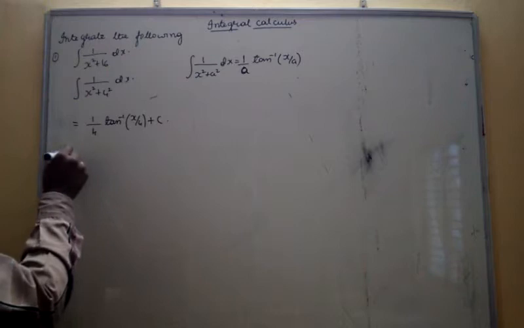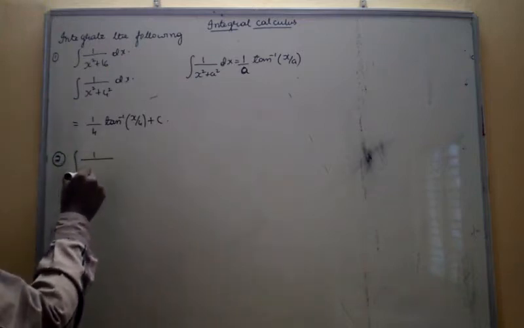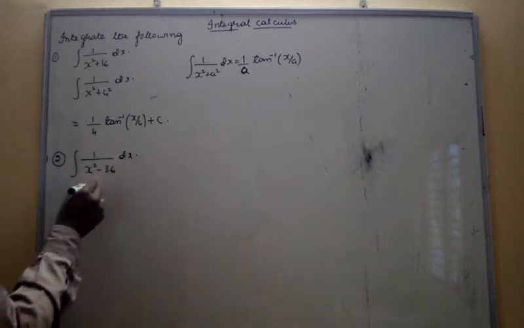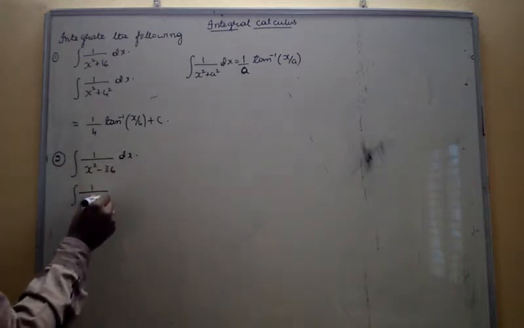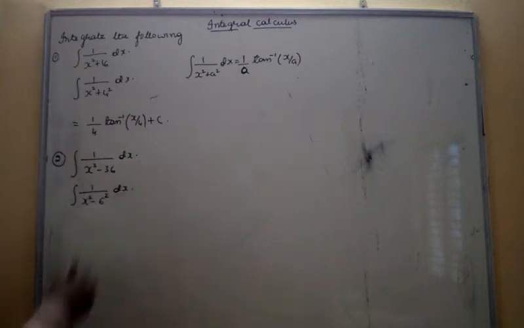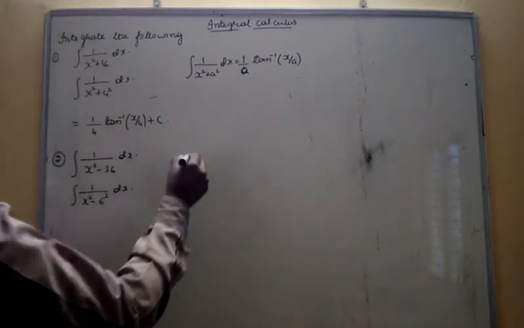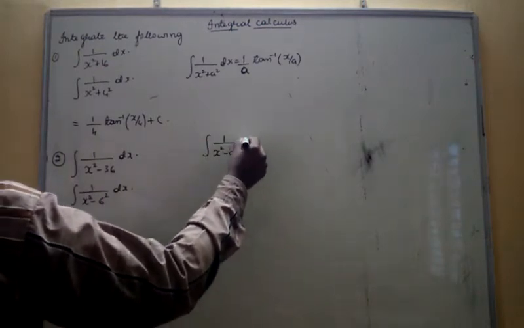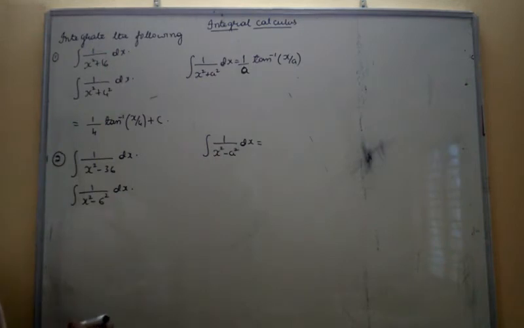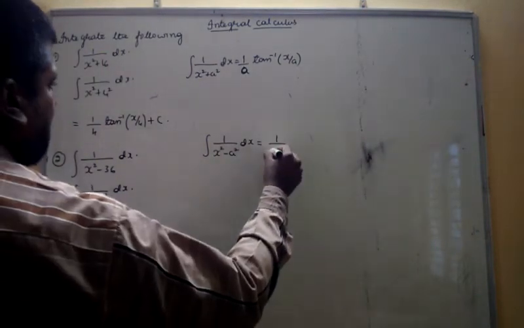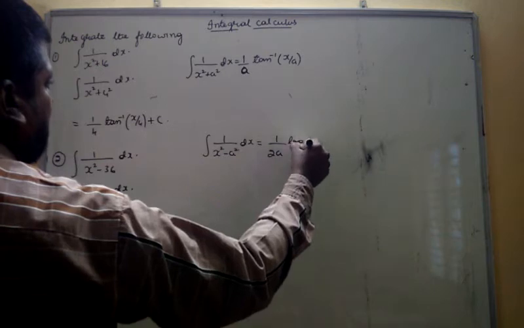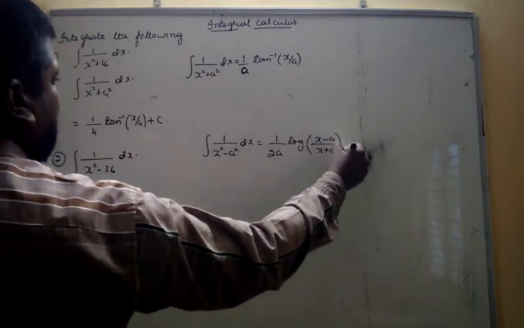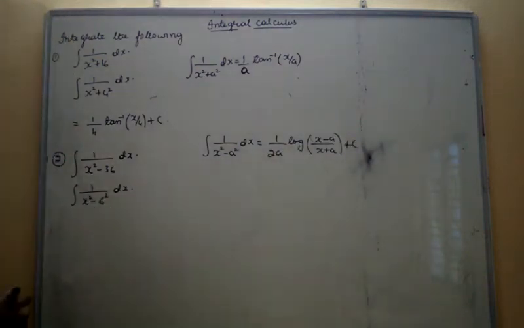Second problem, integration of 1 by x square minus 36 dx. So let us write 36 as 6 square, x square minus 6 square dx. So it is in the form of integration of 1 by x square minus a square dx, that can be written as 1 by 2a into log of x minus a by x plus a plus c. This is the identity to apply here.